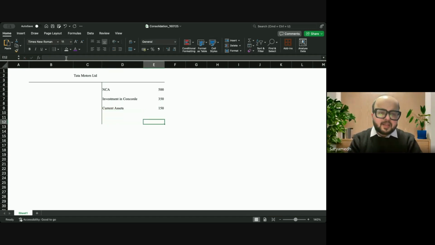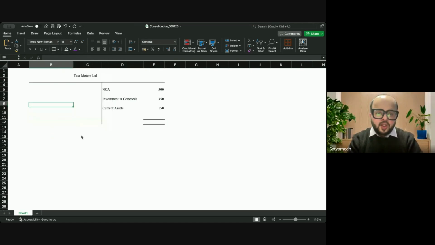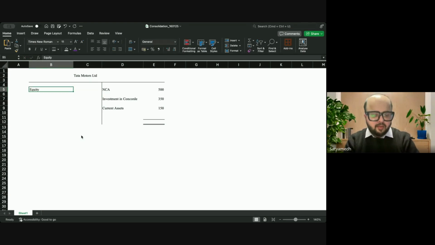This is a basic, simple balance sheet. Nothing complicated in this one. On the liability side, what do I have? I have my equity, which is basically equity share capital, let this be 300. Then reserves, let this be 200.